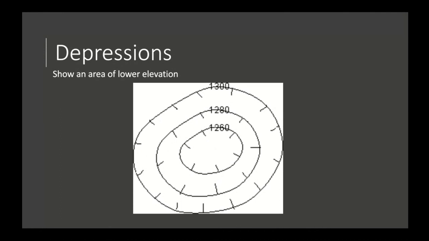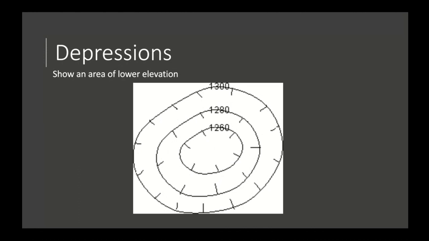So the next thing I want to talk about are depressions. A depression is just going to show an area of lower elevation on the map. It can be a little tricky because sometimes you'll see those circles getting closer and closer together, but the elevation is actually going down instead of going up. So how do we know that that is going down instead of up? Well, first of all, the elevation is getting lower as the circles get smaller.